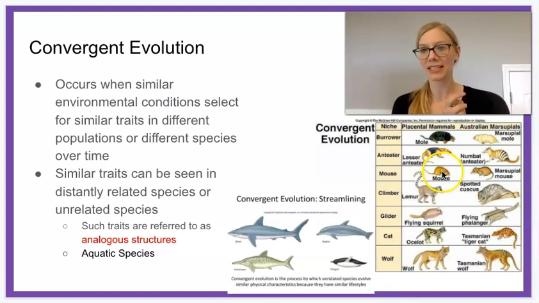So why do we see similar adaptations? Well, we see these similar adaptations because they have some similar environmental pressures put on those organisms. And so similar adaptations, while in different environments, can be beneficial because those environments have similarities between them.